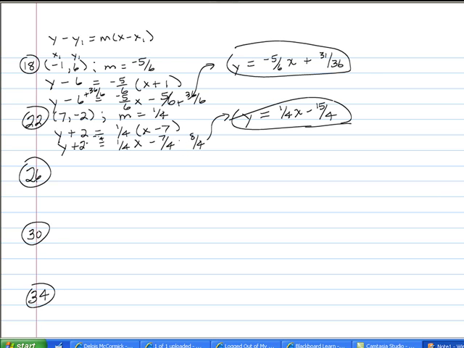All right, 26. We have point negative 2, negative 4, and our slope is 0. So that means it's a horizontal line, which is a line of the form y equals, and we want to pick the y coordinate.